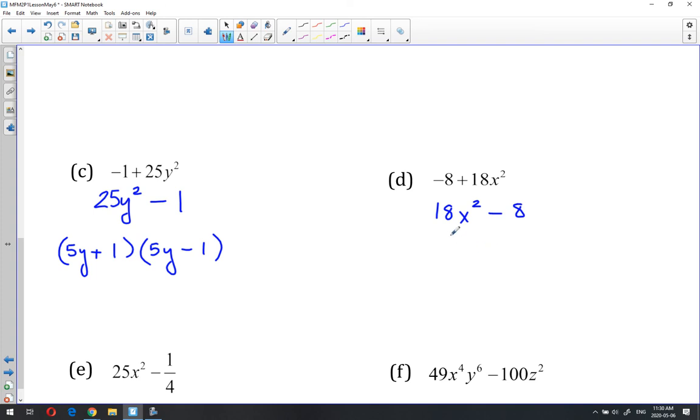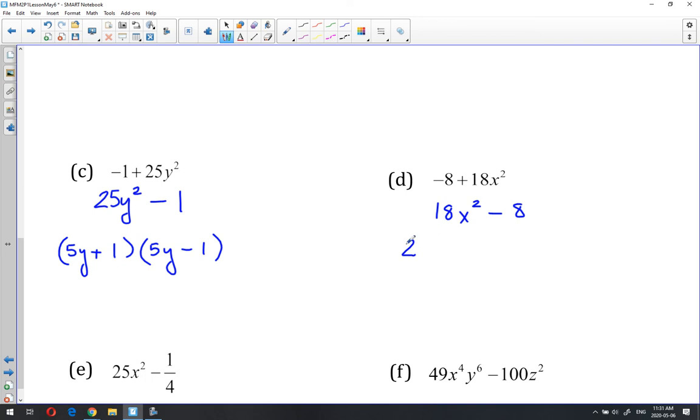Okay. So now we have two terms. We have a binomial, and we are subtracting the two terms. But the problem here is that 8 is not a perfect square, and 18 is not a perfect square. Now, what you should always do before you factor any polynomial is look for a common factor. All right, so can we think of a number that we can divide 18 and 8 by? And that number would be 2, right? We can divide 18 by 2, and we can divide 8 by 2. So we'll common factor out the 2.